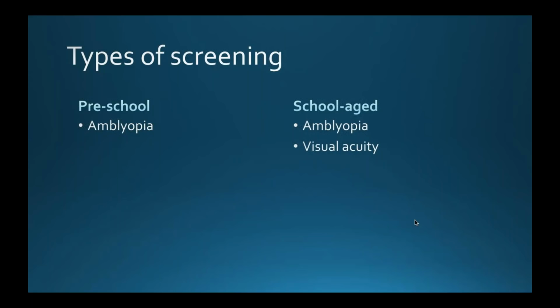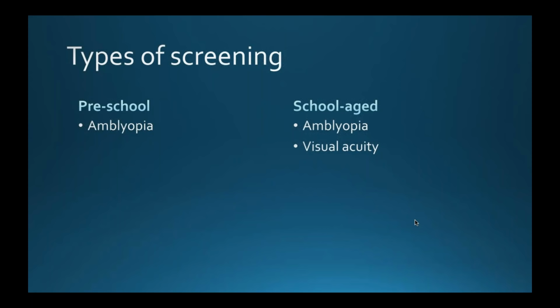Amblyopia is a decreased best corrected visual acuity in one or both eyes due to a number of issues: a need for glasses, a difference of glasses between the two eyes, a strabismus or eye misalignment, or some type of eye disease like a cataract that's preventing images from getting to the eye. And so the brain turns off that eye, essentially, making it very blurry in that child's vision, even if given the best glasses that are fit there.